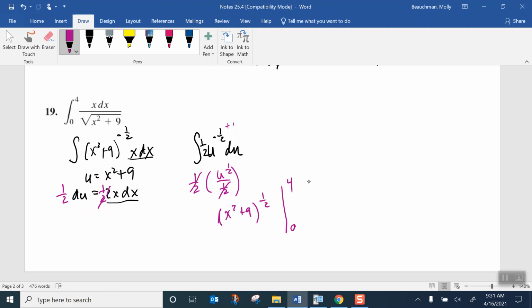So remember, a power of a half is just the square root. So we have the square root of 4 squared plus 9. 16 plus 9 is 25, so that's 5. And then the square root of 0 squared plus 9, which equals 3. 5 minus 3 is equal to 2. So the area between this function, the x-axis, and vertical lines 0 and 4 is a cumulative area of 2.